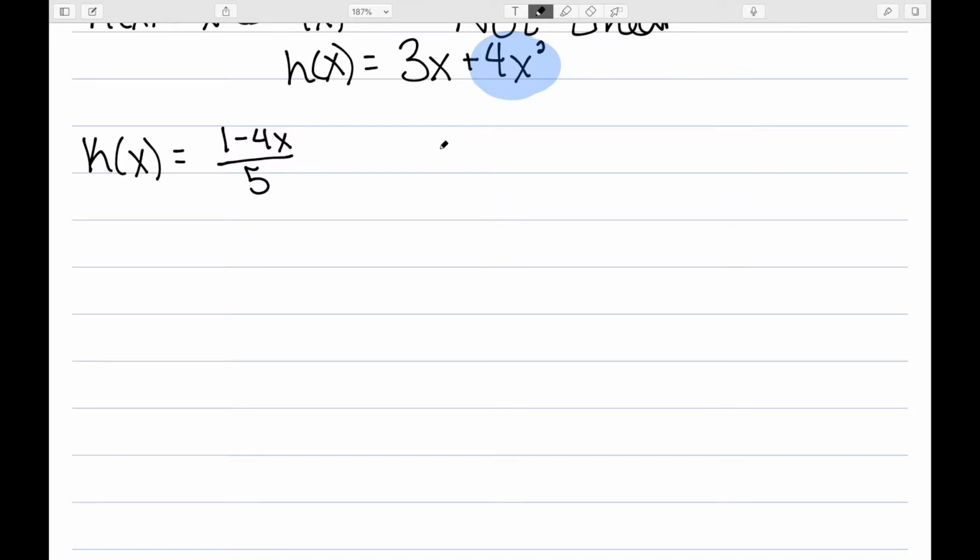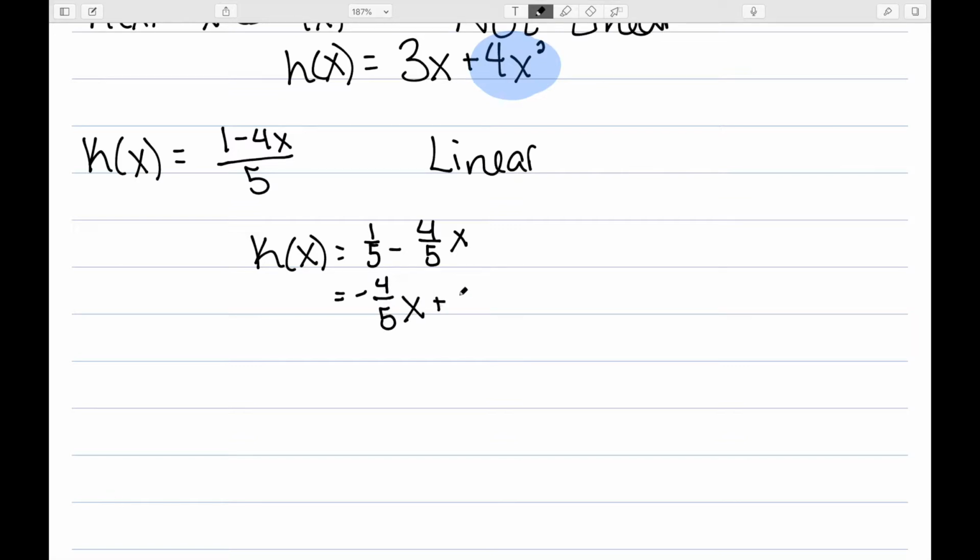k of x equals (1 minus 4x) over 5. And this is also linear. I can rewrite this as 1/5 minus 4/5 x. And now this is of the appropriate form. I can now write it as minus 4/5 x plus 1/5, which is the form mx plus b. So this would be linear. So fractions are fine as long as we don't have an x or a variable in the denominator.